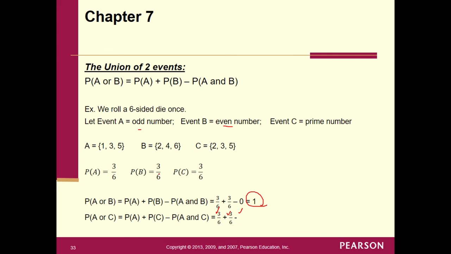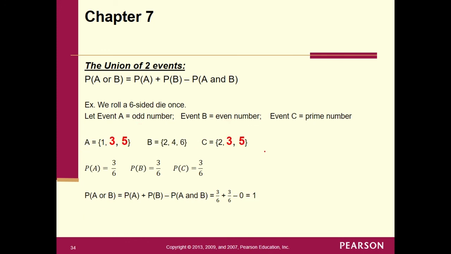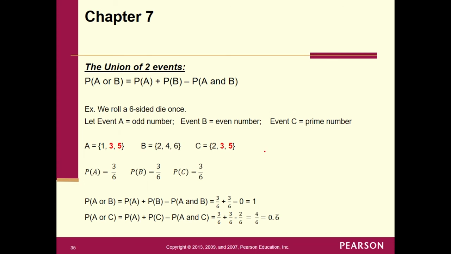So let's see here, A and C. The intersection: we have 3 and 5 over here, and we have a 3 and a 5 over here. So that's 2 out of 6. We have to subtract that because it was added twice when we added the probability of A and C together. So we take it out once. What's our answer here? 4 out of 6. 2/3, right? 0.6 repeating.